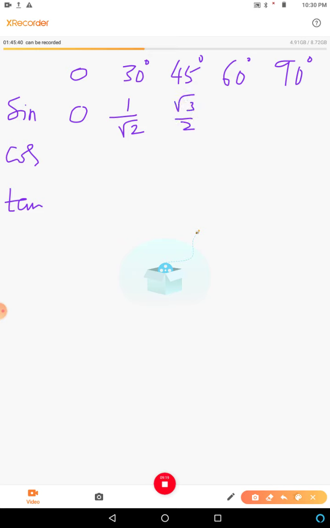Sorry, I have written wrongly. Sin 0 is 0. Sin 30 is 1 by 2. Sin 45 is 1 by root 2. Sin 60 is root 3 by 2. Sin 90 is 1.